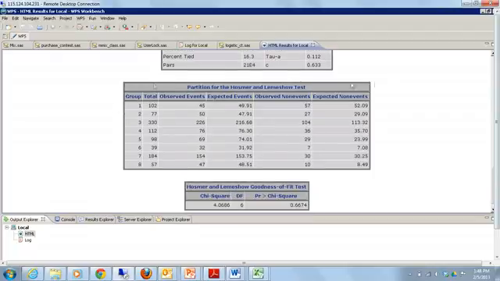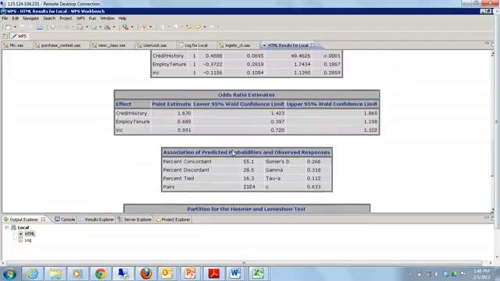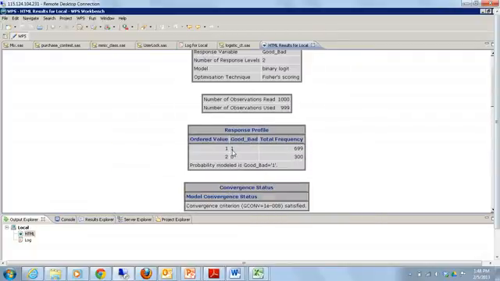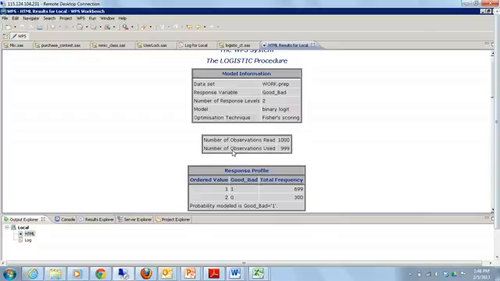This particular table is what is generated when we specify lackfit in the model statement. If you don't specify it, you will get everything else other than the final Hosmer-Lemeshow table. So now let's essentially review what each of these tables tells us and how to interpret results from each table.